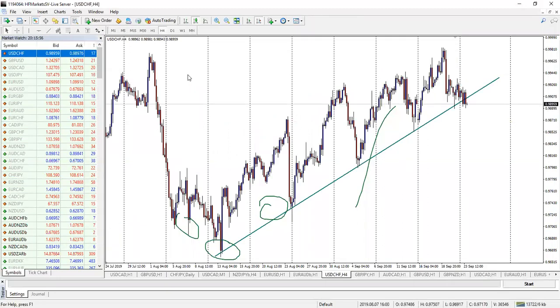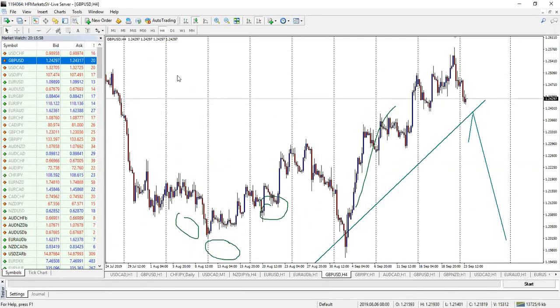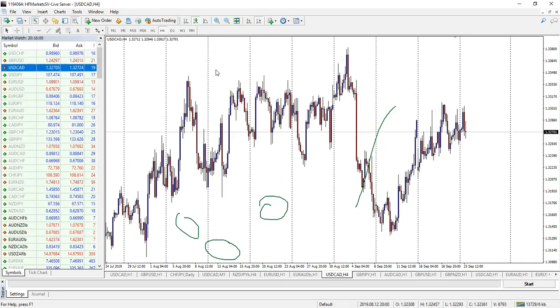That is Euro NZD. Maybe take a look at GBP CAD. See what has been formed here. GBP CAD on the 4 hours time frame has just formed a pin bar there, which tells me that this one might be a good bullish opportunity.